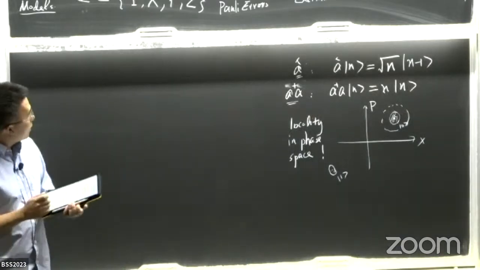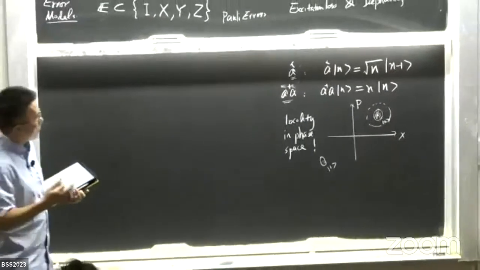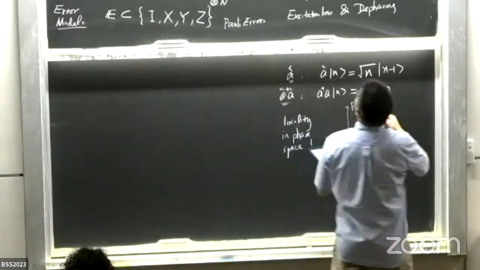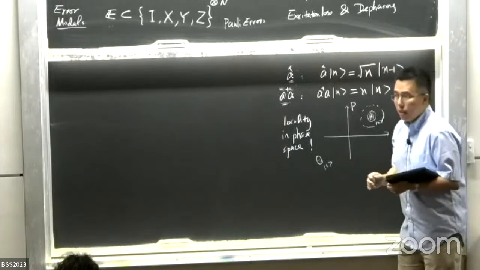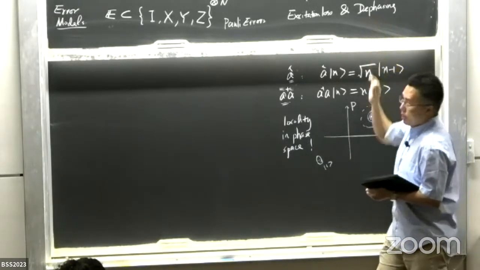Okay, so now I think that's basically what I want to talk about: the essence of error correction is redundancy. And fortunately, we do have a lot of redundancy in our bosonic systems. I'm mostly talking about single-mode error correcting codes using bosonic modes.